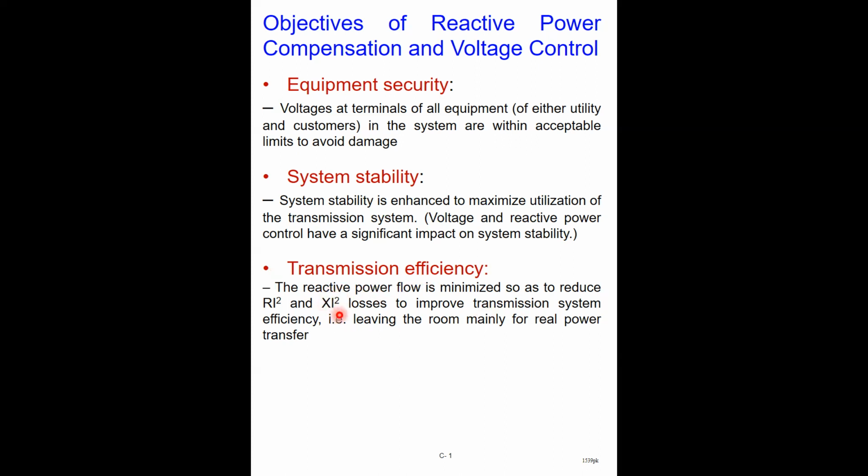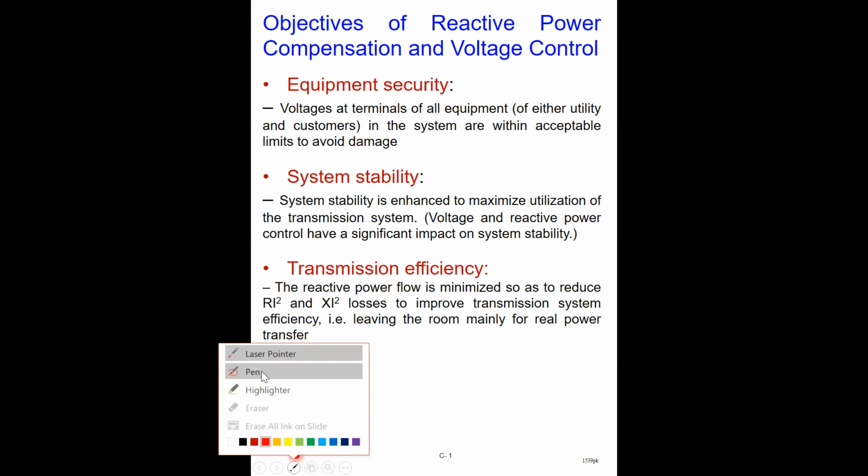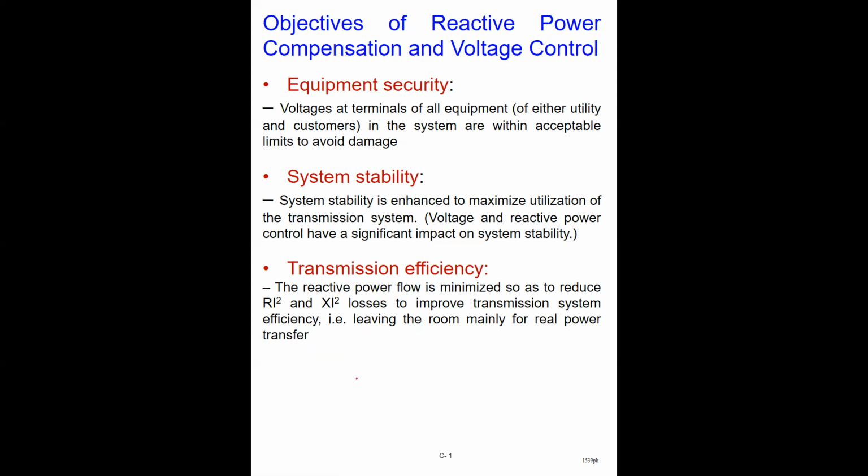Can you guess what this I is here? How can this reactive power flow be maintained at a minimum? What is this I then? Isn't this the current flowing through the lines? Yes, it is the current flowing through the line.